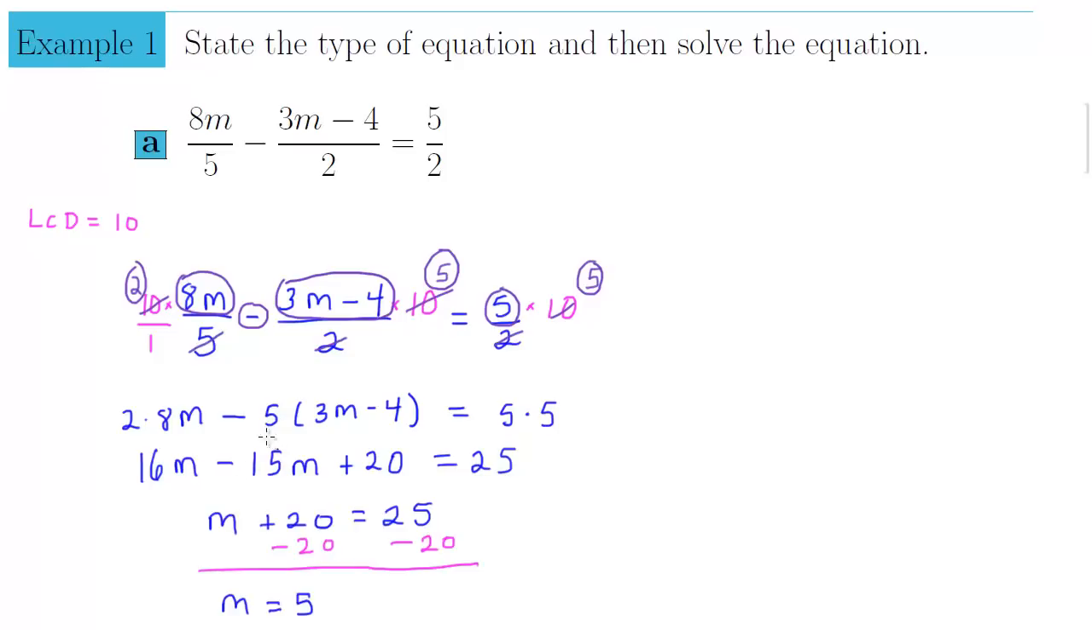So let's run through those steps quickly. We had 16m minus 15m, so we collect that to 1m. Plus 20 comes down, 25 comes down. Subtract the 20 to isolate the variable, and we're left with m equals 5. And this is our answer. So that's it. We're done.